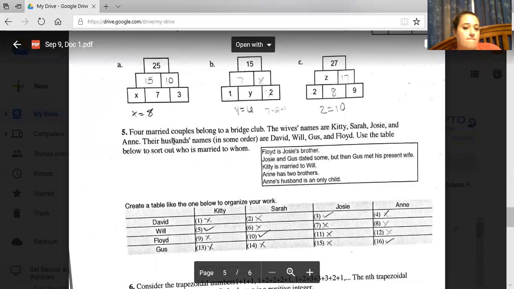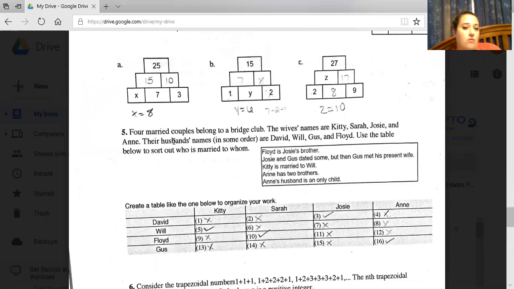And so 15 minus 10 would be, 25 minus 10 would be 15, and then 15 minus 7 would give you your X answer of 8.